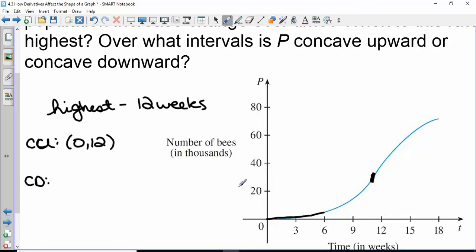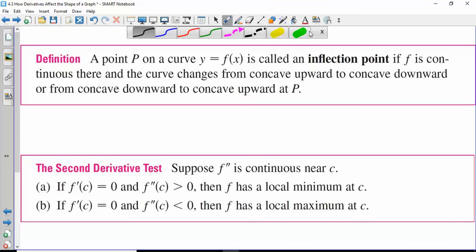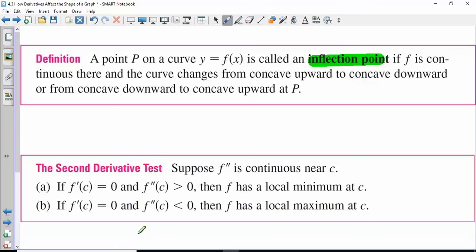And then after 12, what's it doing? Concave down. So that point where we had the sharpest increase, that's where the curvature of our graph changed. That point, so we know when we switch from a maximum to a minimum, that's a critical point. When we change from concave up to concave down, that is what is called an inflection point. So an inflection point is a change in the concavity.